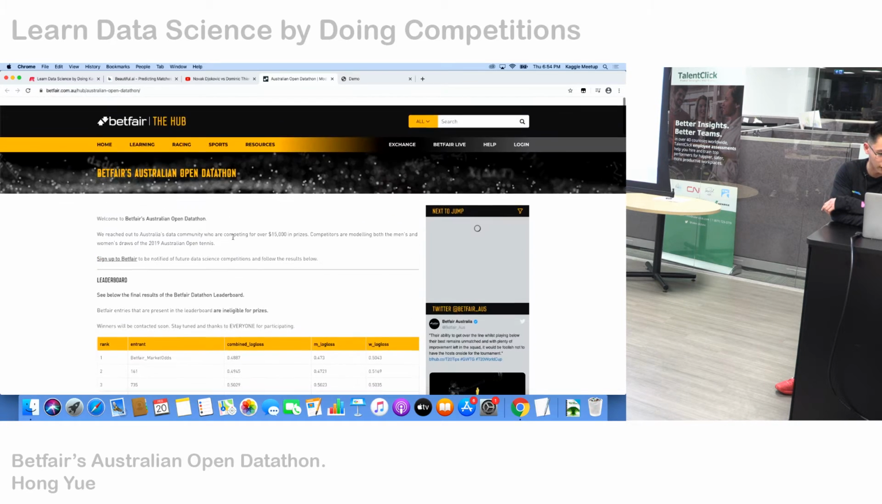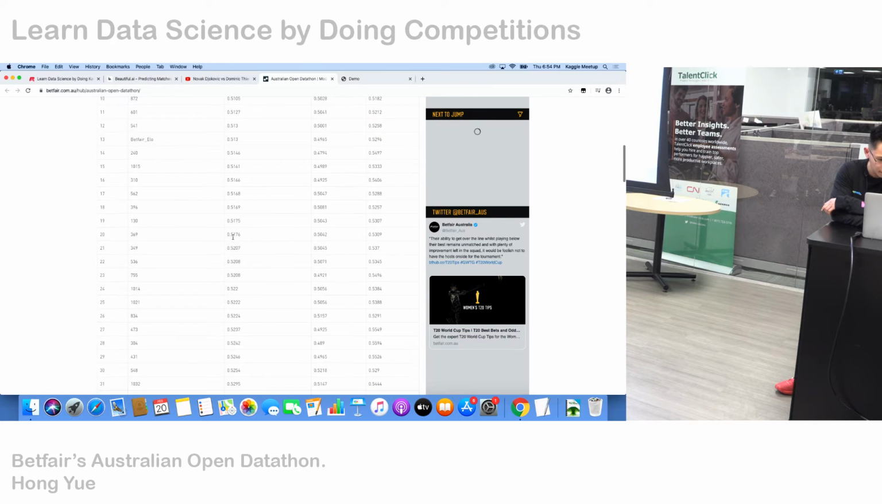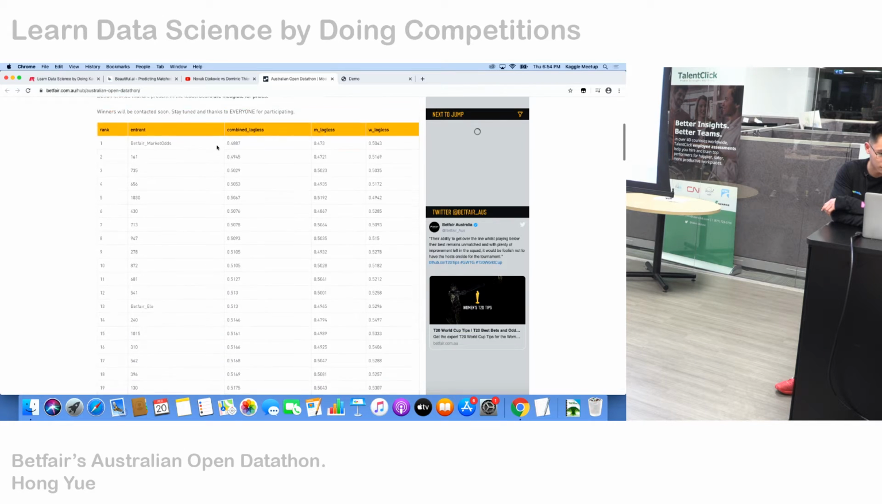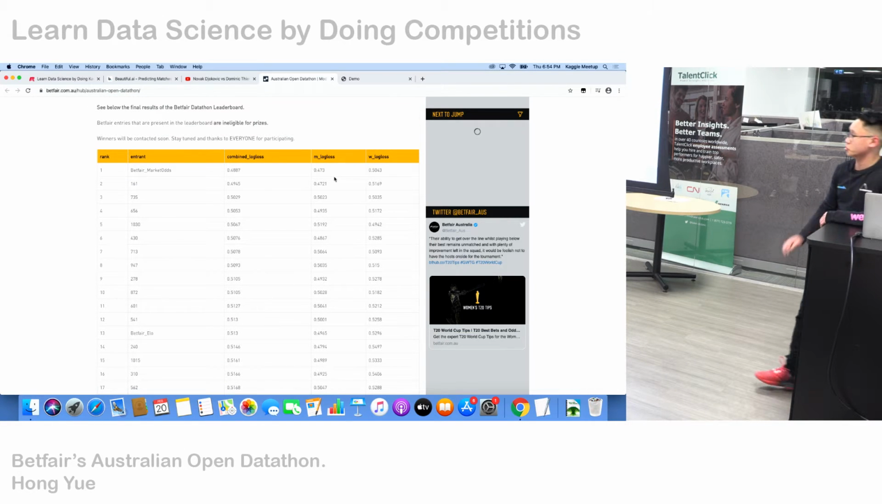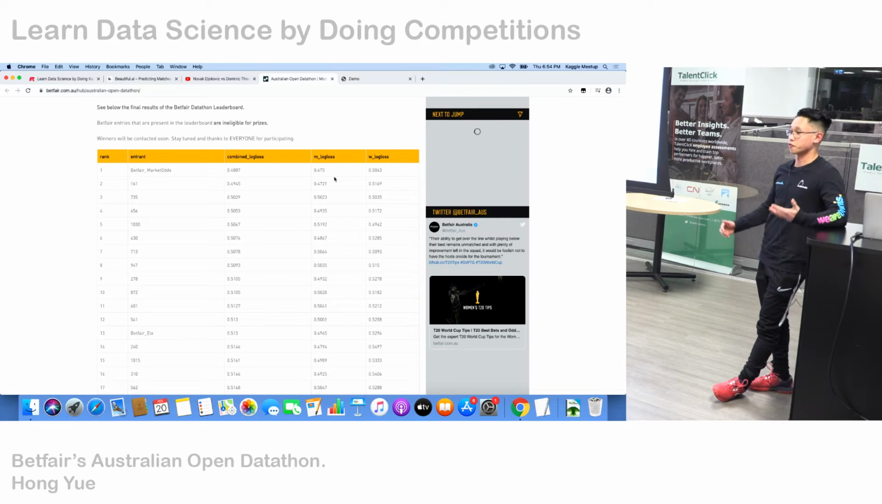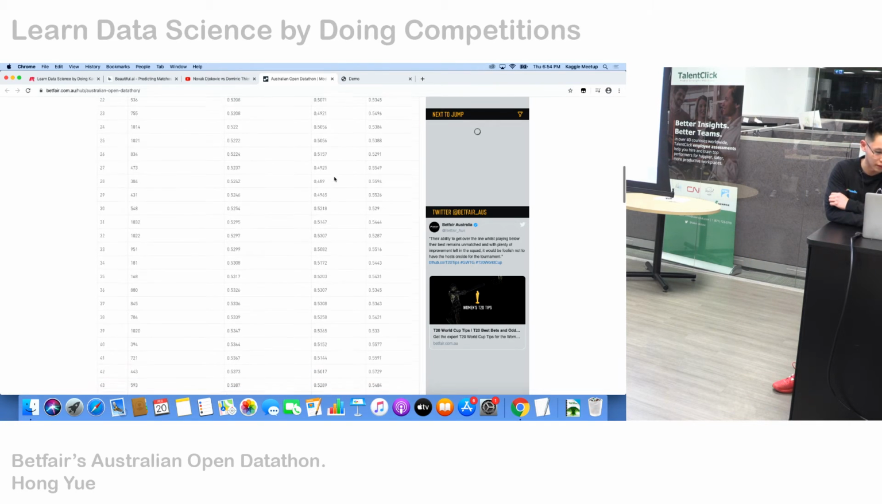At the top here, we have the leaderboard. Players are ranked based on their combined log-loss scores. You'd have to make predictions for both the men's and the women's, and then they would average the log-loss for both of them. So that's the main part of it.